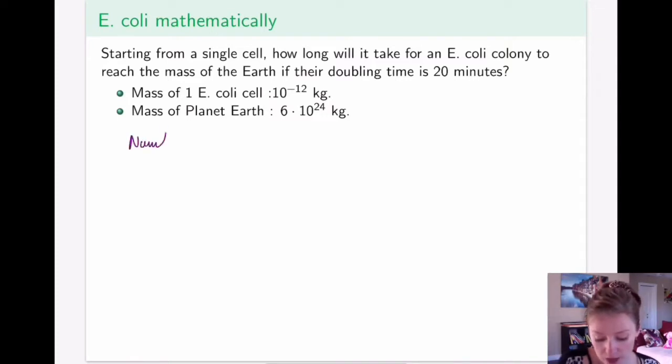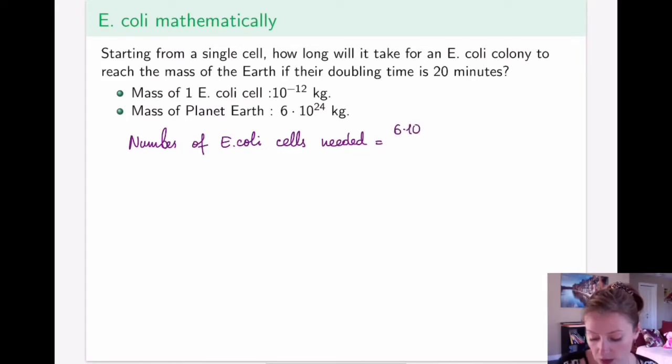We have that the number of E. coli cells needed will be the mass of the Earth divided by the mass of each single cell. And remembering the exponential rules, we know that when we're dividing, we have to subtract powers. So the overall result will be 10 to the power of 24 minus 12, which is 36, which means that we need 6 times 10 to the 36 cells. That's a lot of cells.